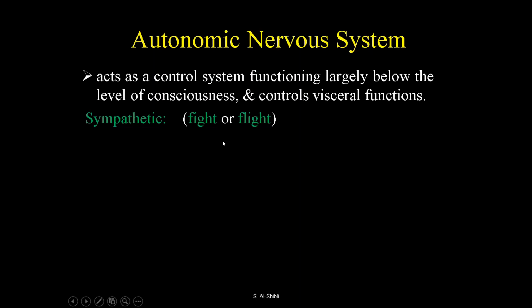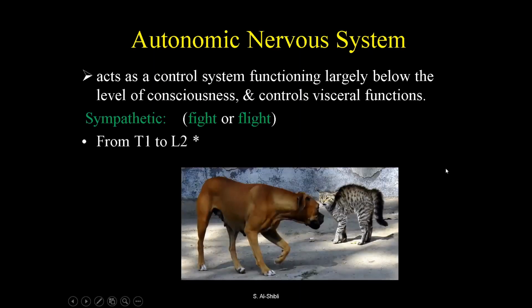The sympathetic, or we call it fight and flight, comes from T1, that means thoracic vertebra number 1, of the spinal cord, up to L2, lumbar 2. This will give us the sympathetic flow to the gastrointestinal tract.